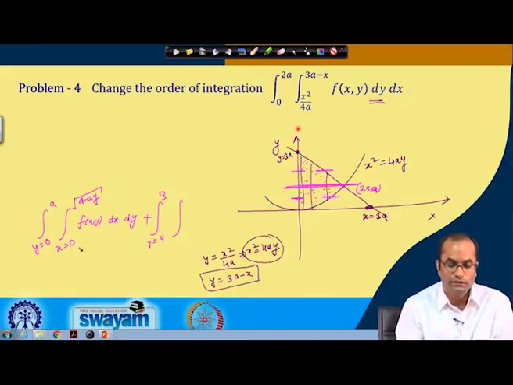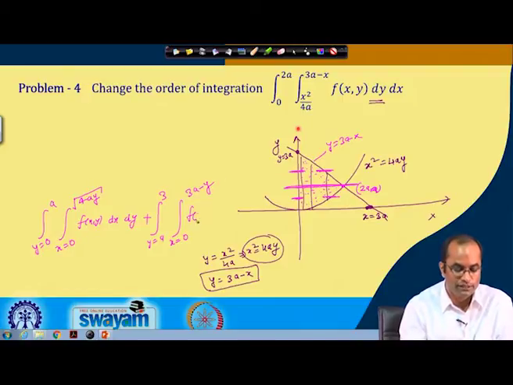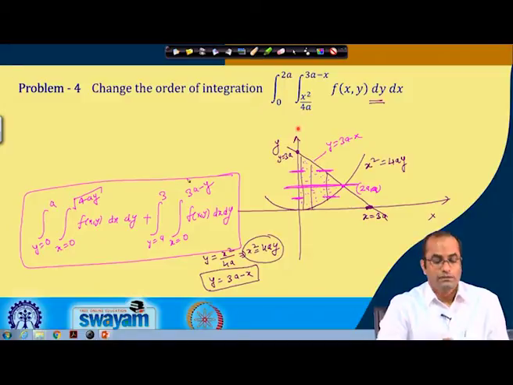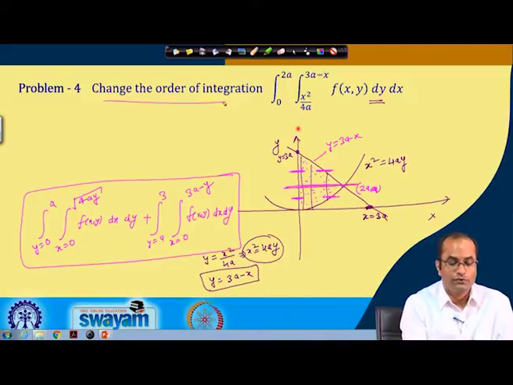Now, for the range of x, it is from this line to that line. So, here x goes from 0 again to this line, which was y equal to 3a minus x. That means x here is 3a minus y, and then we have f(x, y) dx dy. So, this is the change of order of integration.